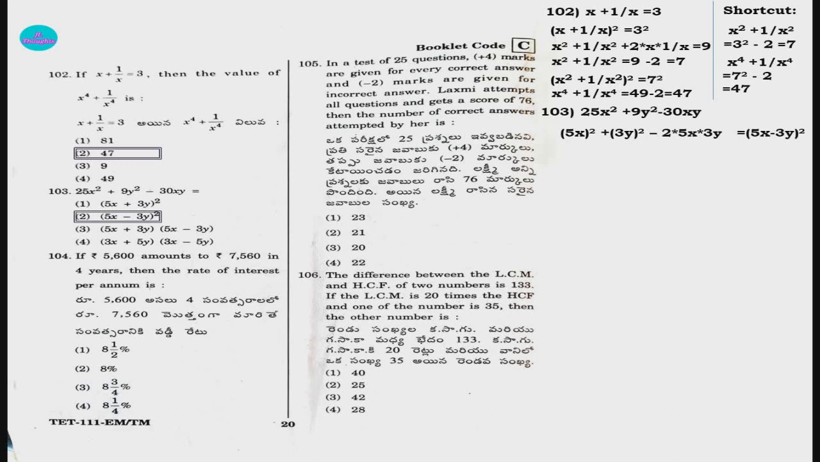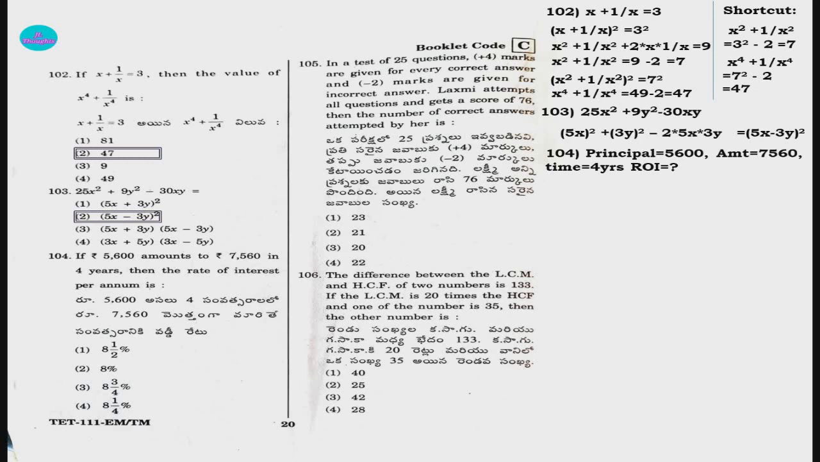Now 104. If 5,600 amounts to 7,560 in 4 years, the rate of interest per annum is. Now principal is given as 5600, amount is given as 7560, time is 4 years.